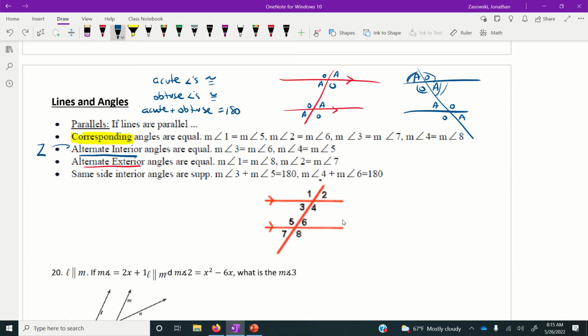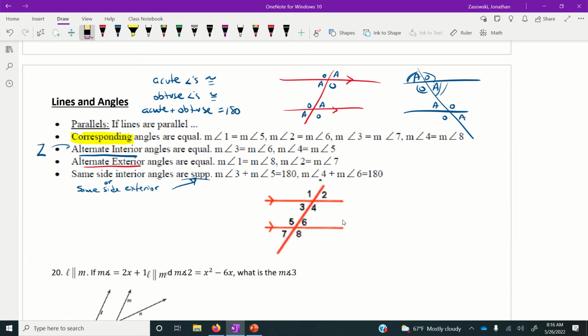And then same side interior, or, okay, the same side exterior. These angles are supplementary. So that would be 2 and 8. Notice acute, obtuse, okay? Those add to 180. Same thing if I'm on the inside, 4 and 6, okay? Same deal. These add to 180. Acute, obtuse, okay? So keep that in mind.